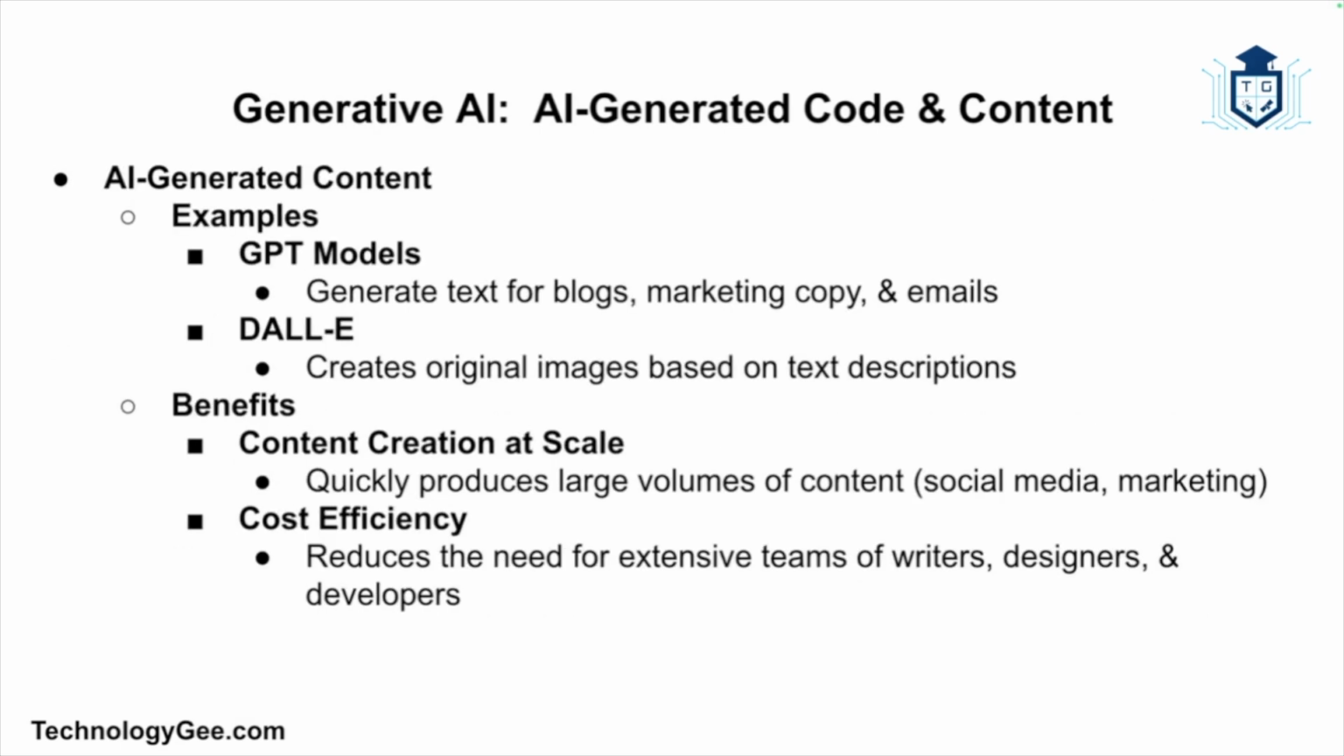All right, next let's talk about AI generated content. Generative AI can also create content such as articles, blog posts, images, music, and videos. Some examples are OpenAI's GPT models that can generate text for blogs, emails, or even marketing copy. Another one is called DALL-E, a similar AI tool that can create original images based on text descriptions. Some of the benefits: it offers content creation at scale. AI generated content can help businesses generate more content faster, from social media posts to marketing materials.